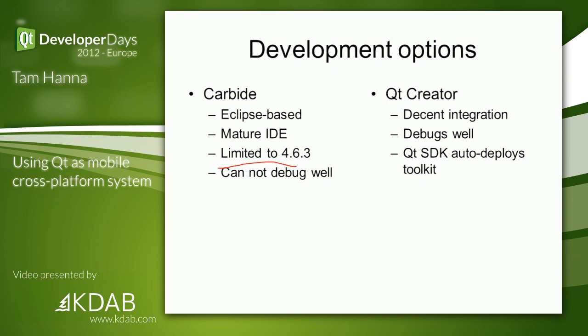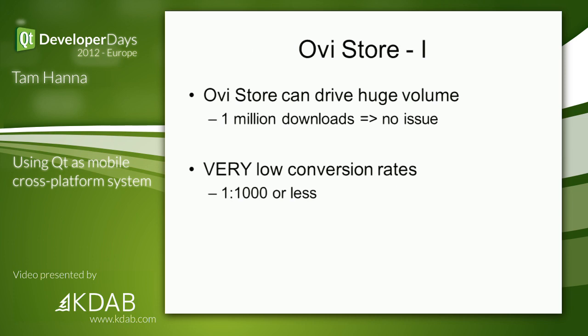Either way, when distributing Symbian applications, you've got only one venue which really makes sense. It's the Ovi Store. The Ovi Store from Nokia can drive huge, huge download volumes. 1 million downloads can be reached like that. But there is no conversion rate. Ovi users are completely unwilling to pay.